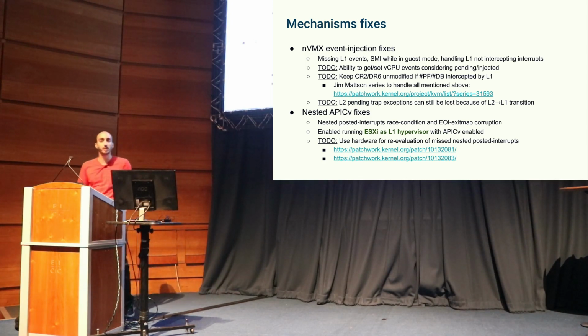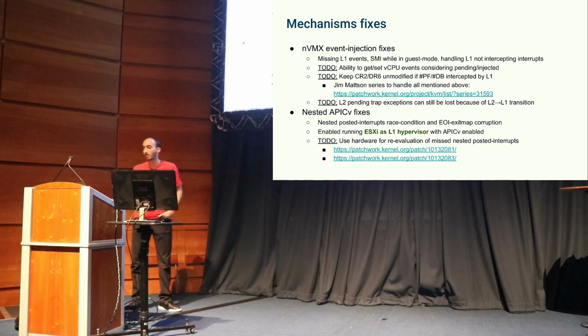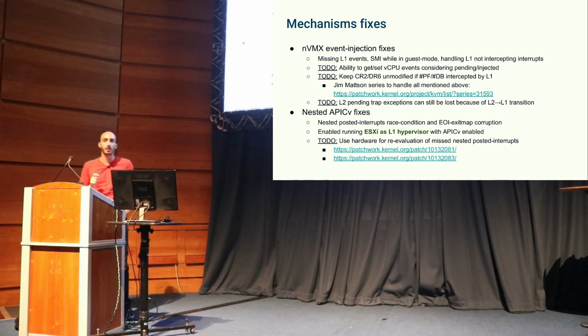One of the big open issues that we had is that basically the user space APIs that are used to query the queued virtual CPU events and to set the queued virtual CPU events didn't know how to separate whether an event is in a pending state or injected state. And this basically means that these APIs were broken for nVMX workloads. And it breaks things, for example, like nVMX live migration.